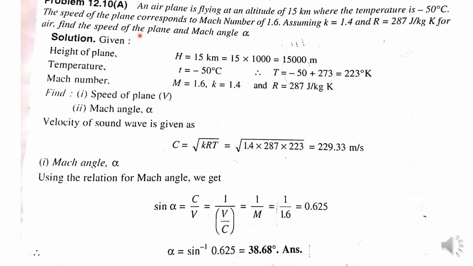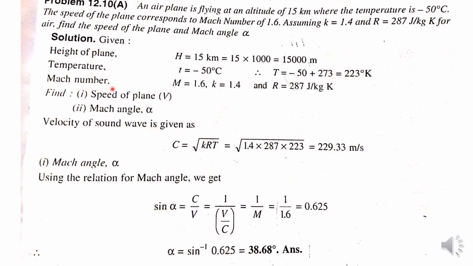He has asked us to calculate the speed of the plane, meaning we have to calculate V, and the Mach angle alpha. The height of the plane he has given, that is h, 15 kilometer. This is not necessary for us in any of the calculation, so this is extra data. The temperature T he has given is minus 50 degrees centigrade. Again we have converted it to Kelvin. Minus 50 plus 273 is 223 degree Kelvin.